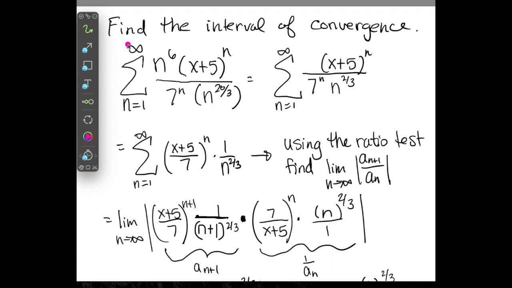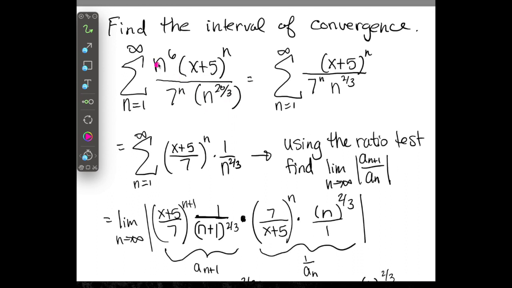In this example, we're going to find the interval of convergence for the series n equals 1 to infinity of n to the 6th times (x plus 5) to the nth, all divided by 7 to the nth times n to the 20 over 3. The first thing I want to do, since this is kind of messy, is try to clean it up the best that I can to really see what I've got here.